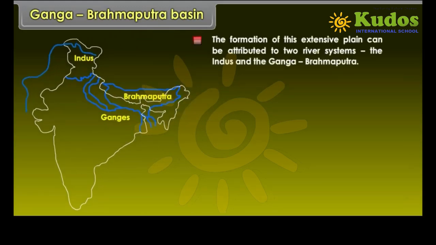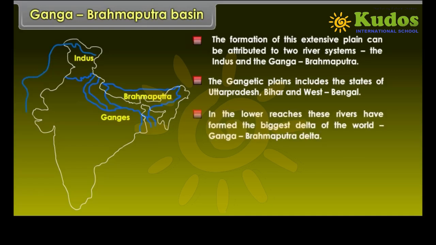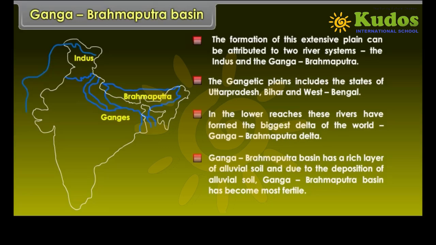The formation of this extensive plain can be attributed to two river systems, the Indus and the Ganga-Brahmaputra. The Gangetic plains include the states of Uttar Pradesh, Bihar and West Bengal. In the lower reaches, these rivers have formed the biggest delta of the world, Ganga-Brahmaputra Delta. Ganga-Brahmaputra basin has a rich layer of alluvial soil, and due to the deposition of alluvial soil, it has become most fertile.